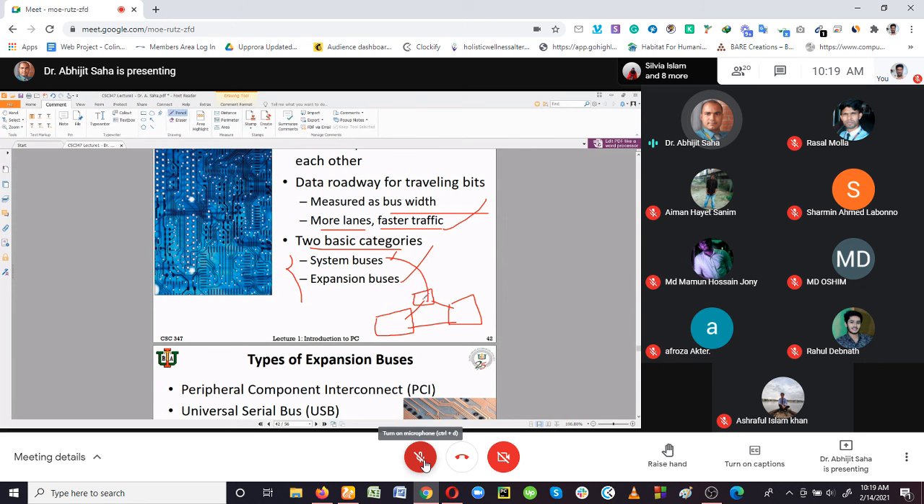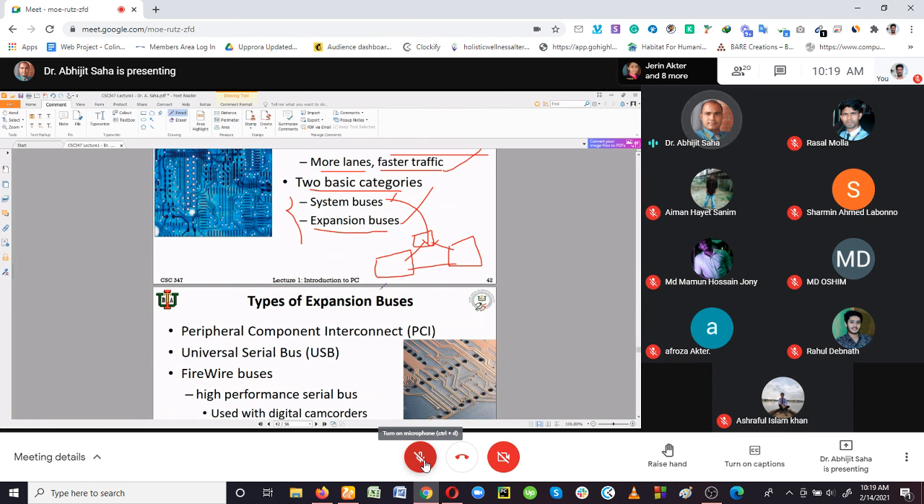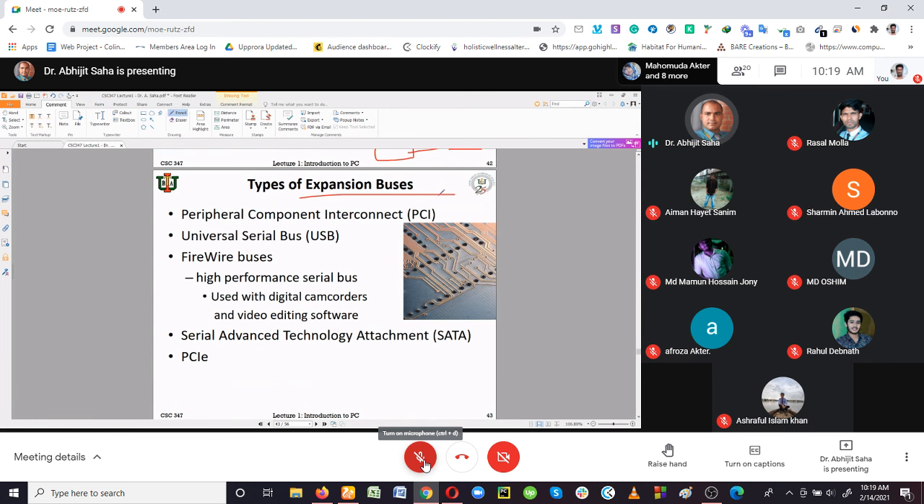So that is what is considered the system bus, and the expansion bus is for the expansion cards, like the PCI slots you have. If you add expansion cards to the computer system, they need to communicate with the rest of the system. That is why you need expansion buses, so that the CPU can communicate with those expansion cards. Some expansion buses you can see here are PCI (peripheral component interconnect), USB (universal serial bus), and FireWire buses.